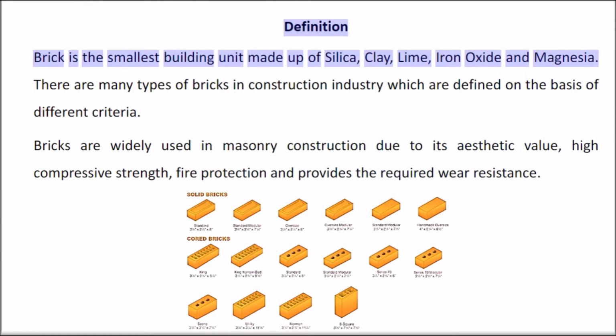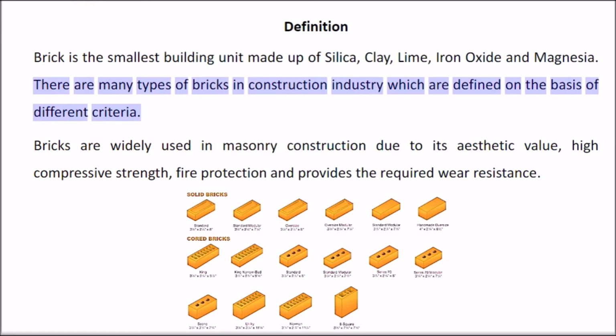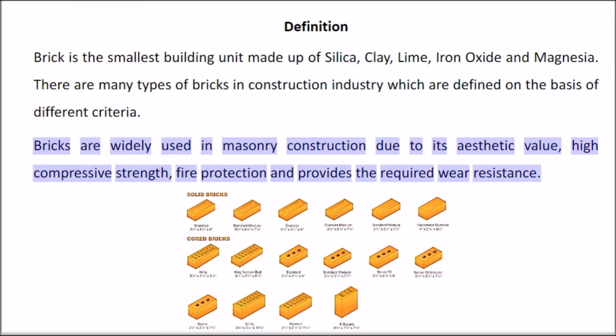Definition: brick is the smallest building unit made up of silica, clay, lime, iron oxide, and magnesia. There are many types of bricks in the construction industry which are defined on the basis of different criteria. Bricks are widely used in masonry construction due to their aesthetic value, high compressive strength, fire protection, and required wear resistance.